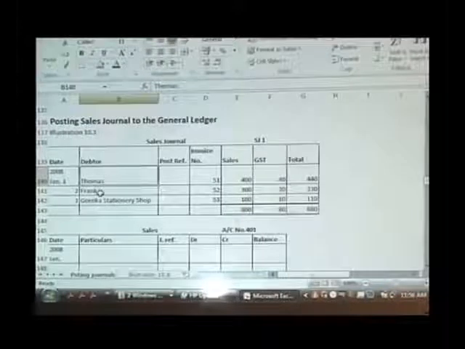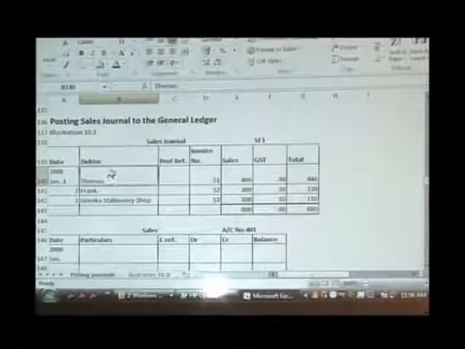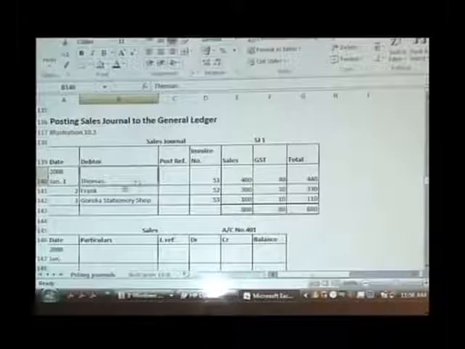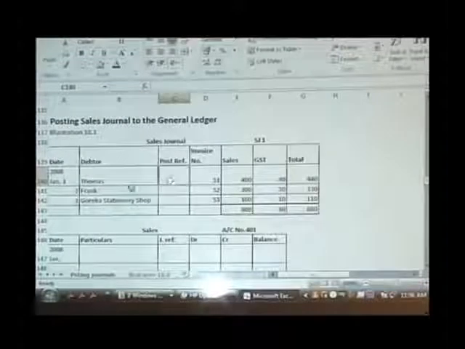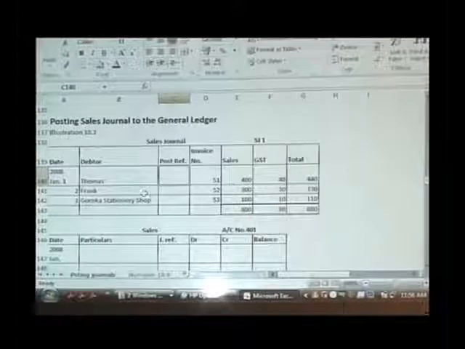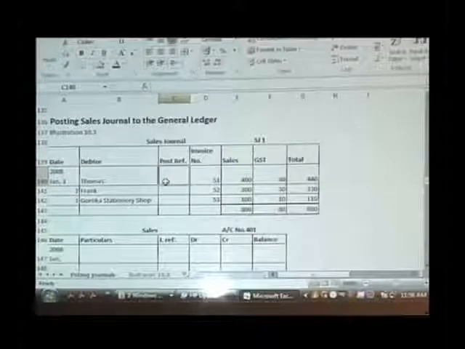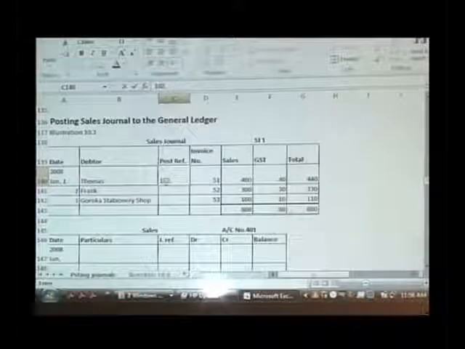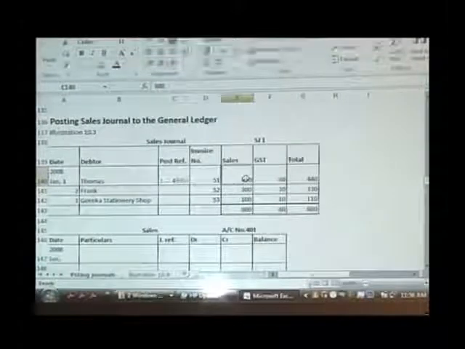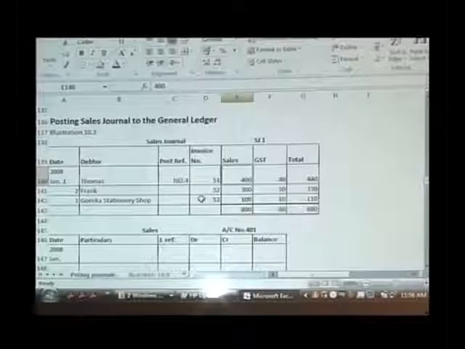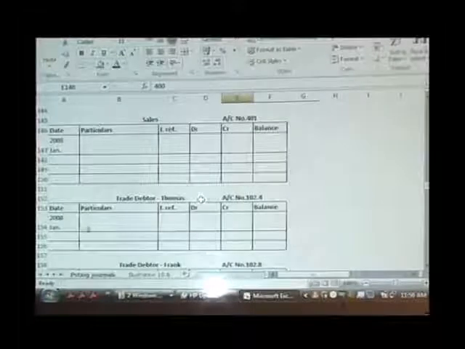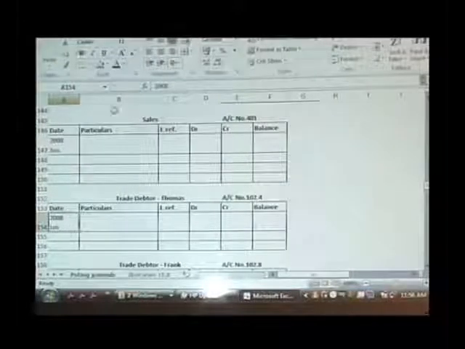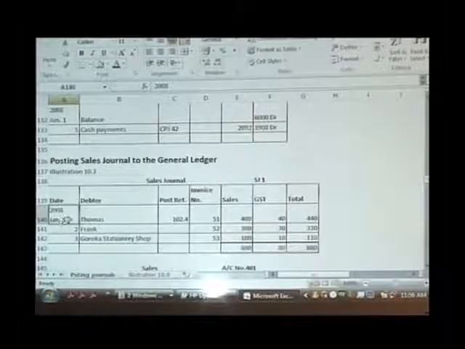Thomas is a debtor. Not only Thomas, all these names appearing in this column are debtors. Therefore we will have to post these items individually. Okay, let's start. Thomas's account number is 102.4. Yes, this is on 1st January.